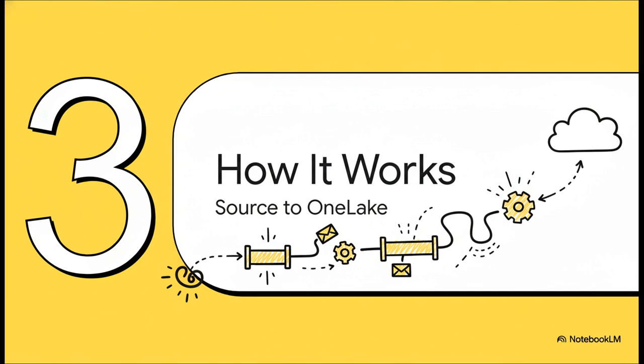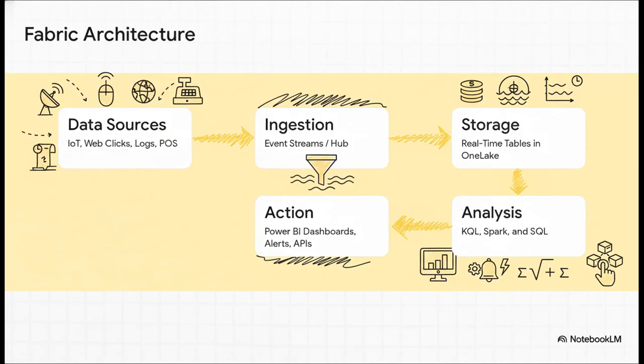All right, so it sounds great in theory, but how does Fabric actually do it? Let's follow a piece of data on its journey, right from the source all the way through to becoming a useful insight. Okay, let's walk through this step by step. First, you've got your data sources. Think IoT sensors, website clicks, you name it. That data immediately flows into something called event streams. Think of that as the front door. From there, it lands in OneLake, which is pretty much what it sounds like, one central lake for all your company's data. Then the magic happens.